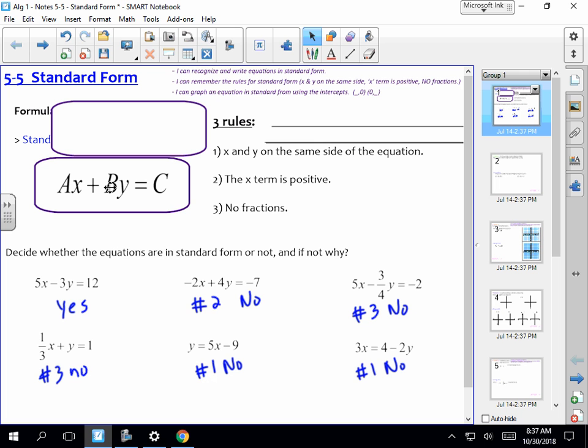Wait, why is the first one number 1? Oh, because the x and y aren't on the same side. So the reason I put number 1 is it breaks rule number 1. The x and y are not on the same side of the equation. I just read it wrong. It's in slope-intercept form, which is great. I mean, that's a useful form for graphing, but it's not in standard.